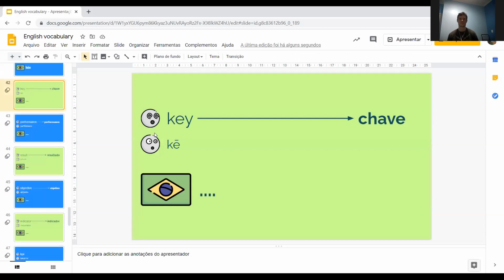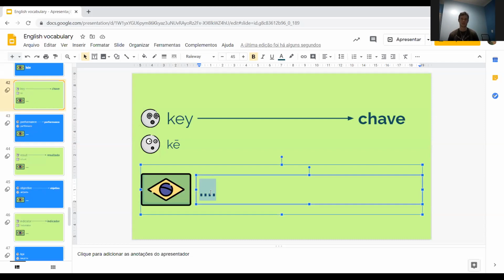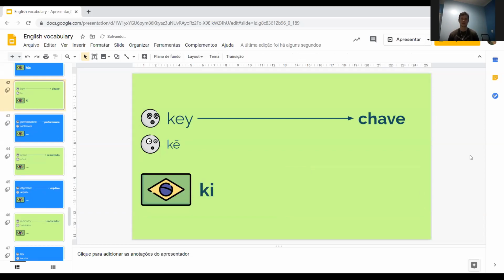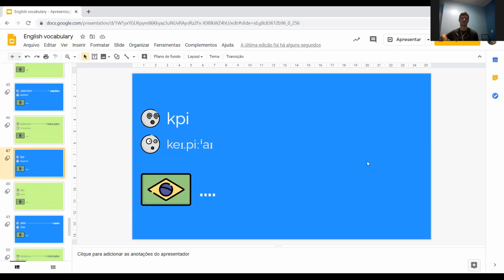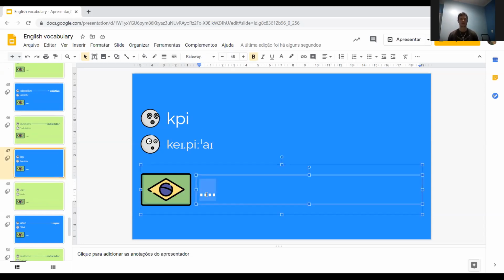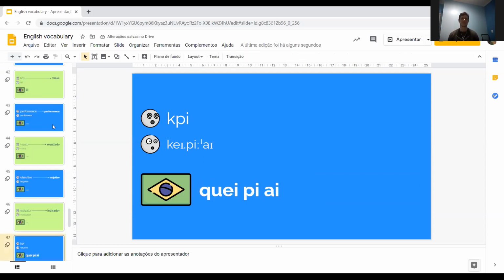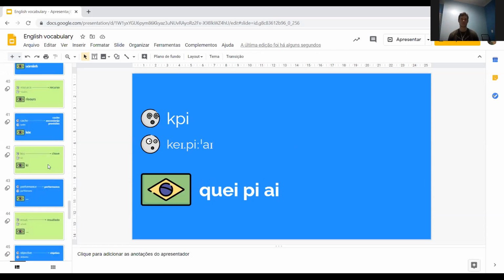Next one, I would say key. Key. Yeah, it's the K sound and then the letter E. Key. Cool. And I just wrote it down because I needed to understand this one. KPI. I would say KPI. Okay, you need to say the letter K correctly. KPI. So, KPI. K. KPI. Okay.